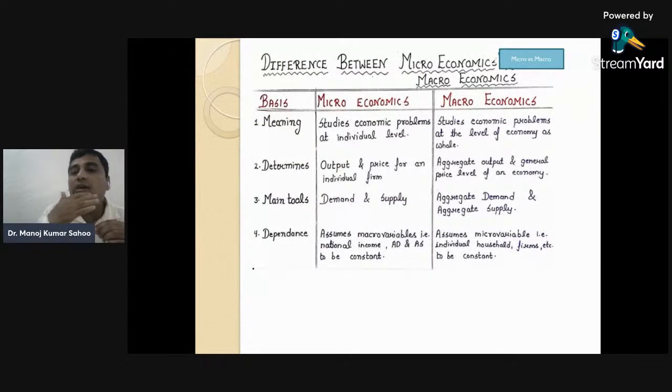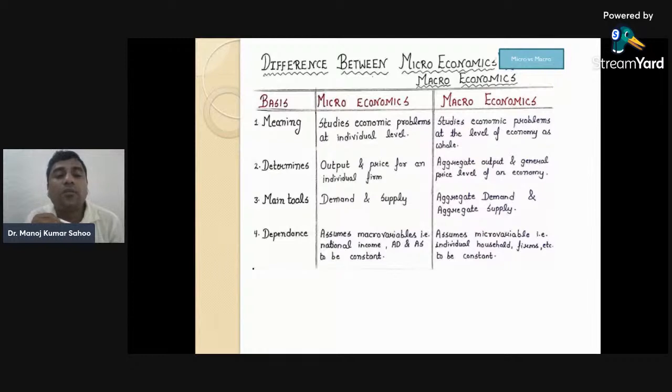So you can see from this, the difference between microeconomics and macroeconomics is given categorically. On the basis of meaning, microeconomics studies economic problems at an individual level, whereas macroeconomics studies economic problems at the level of the economy as a whole. On the basis of determinants, the output and price for an individual firm we study in microeconomics, whereas macroeconomics studies aggregate output and the general price level of the whole economy. Aggregate output means the total output of the country.